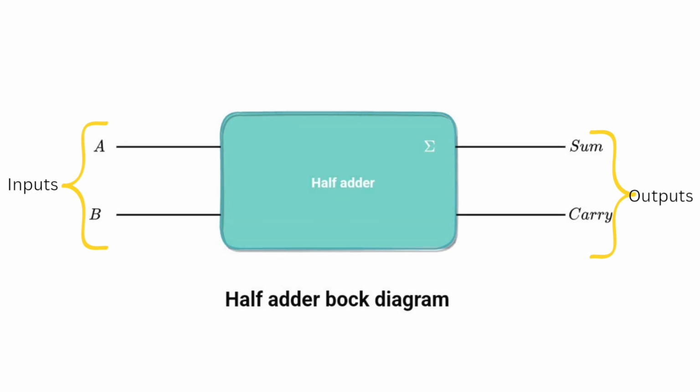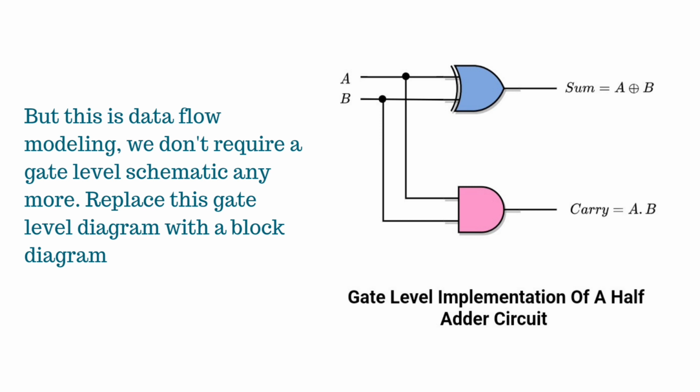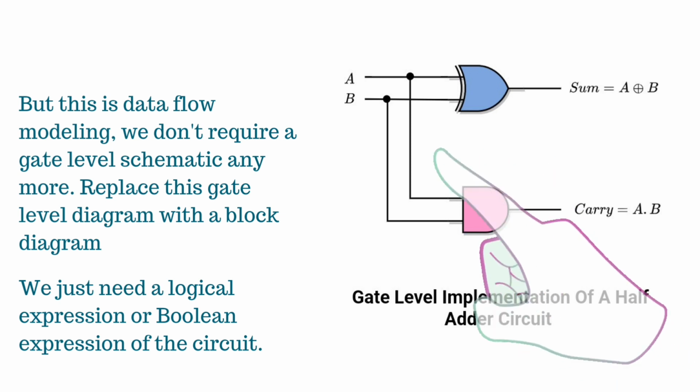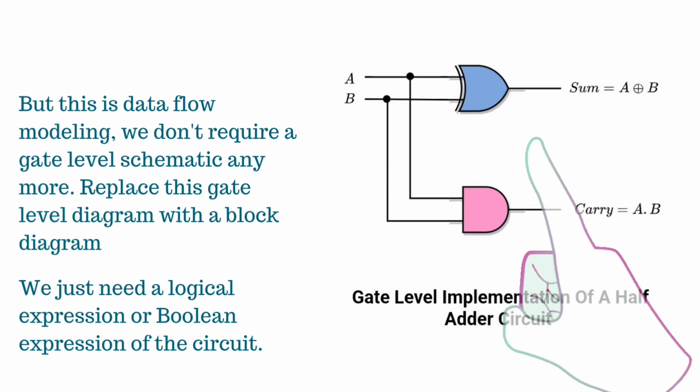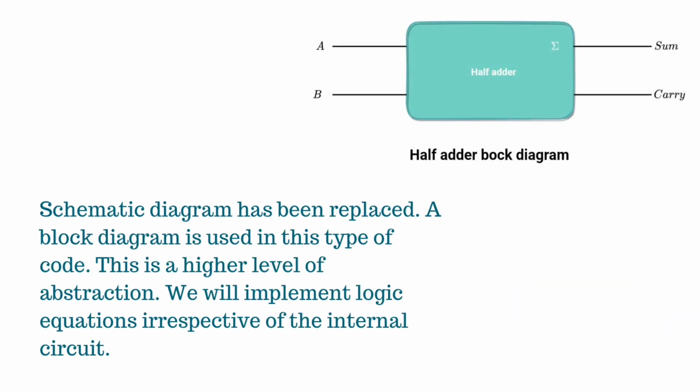In Dataflow Modeling, we don't require a gate level schematic because it is a higher level of abstraction. In this type of coding, we can hide internal details of the circuit. Instead, we focus on the functionality of the circuit. We implement logic equations irrespective of the internal circuit.